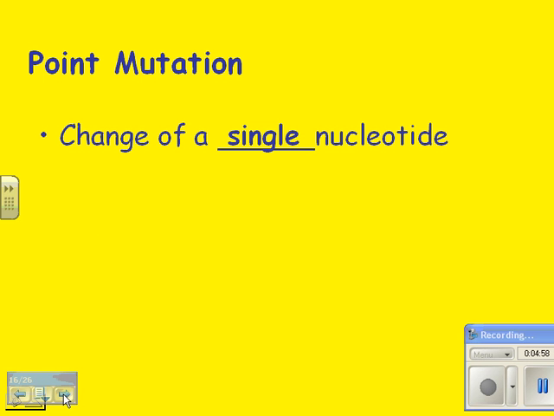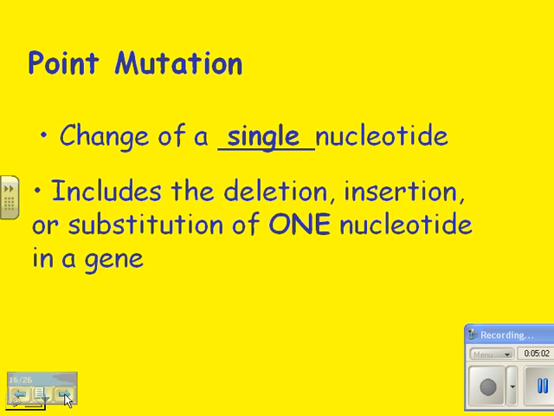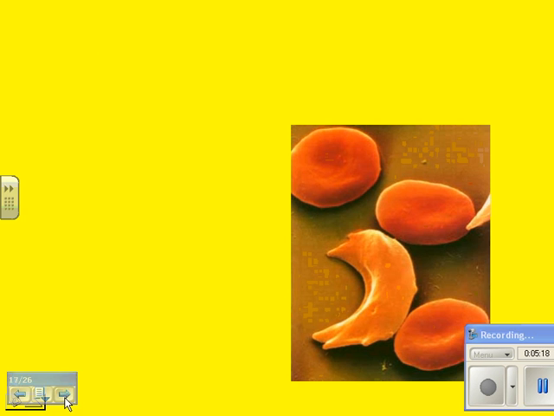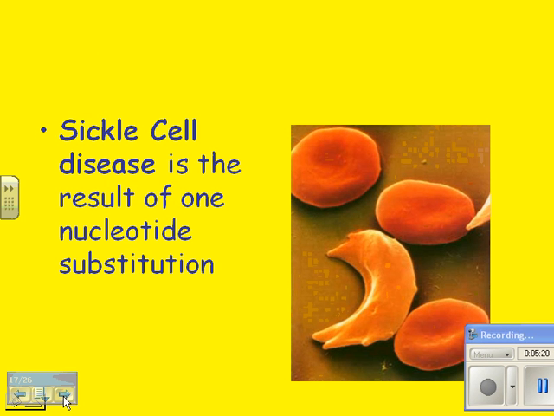This is a change of a single nucleotide, and that happens sometimes and causes pretty dramatic results. So it includes either deleting that one or inserting a different one, or substituting, changing a C to a G. If it's a point mutation, it would just be one nucleotide. Of course, you could delete more than one, or insert more than one, or substitute more than one. So here's one example. Sickle cell disease is the result of one nucleotide substitution.